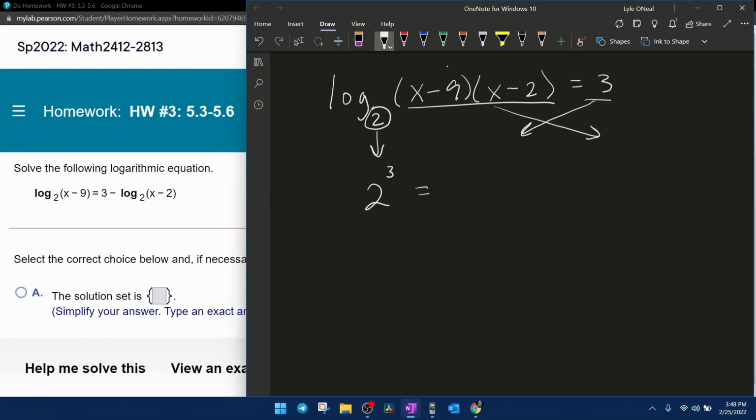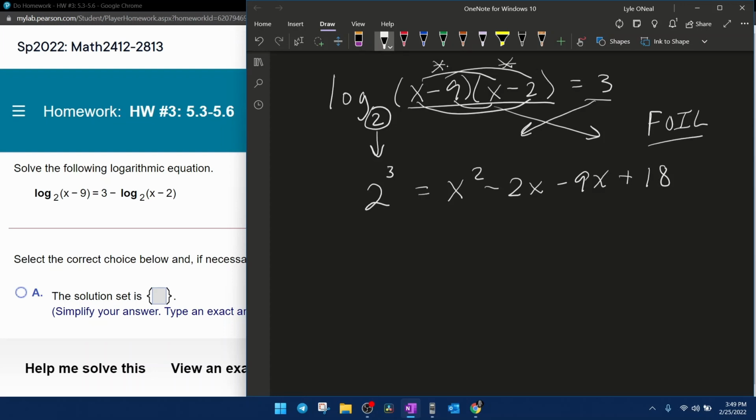The 3 is going to become the exponent on the 2. Notice that I have a binomial times a binomial. That's going to need to be multiplied. So we're going to do the FOIL method on the fly. Here we go. X times x, x squared. On the outside, minus 2x. On the inside, we have a minus 9x. Last but not least, negative times a negative makes a positive 18. And that is the FOIL method.